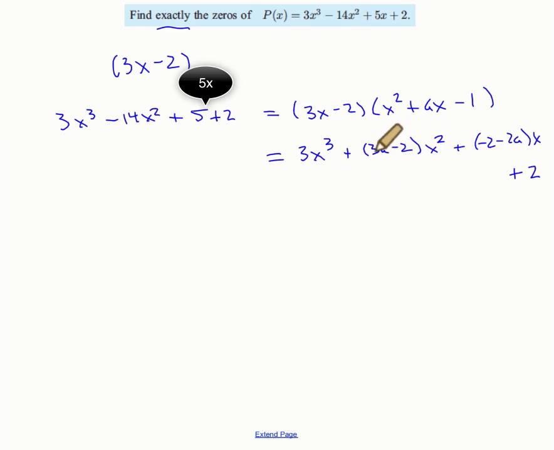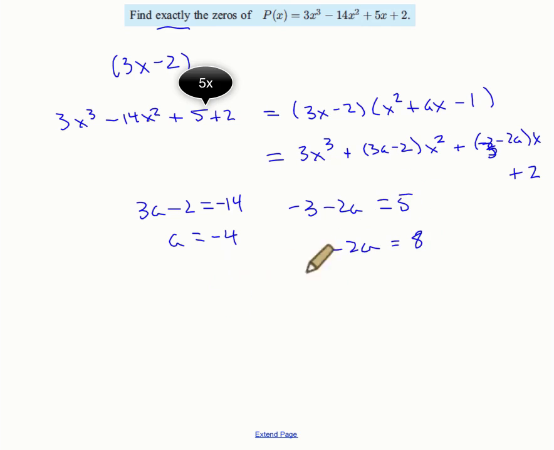And then equating coefficients, 3a minus 2 is going to be equal to negative 14. And that's going to give me a equal to negative 4. And I'm going to have negative 3, I don't know why I said 2 there, I think I said 3. Negative 3 minus 2a is going to be equal to 5. And that gives me negative 2a equals 8, which we already know that a is negative 4, so that's a check. So either way, you can get the a.